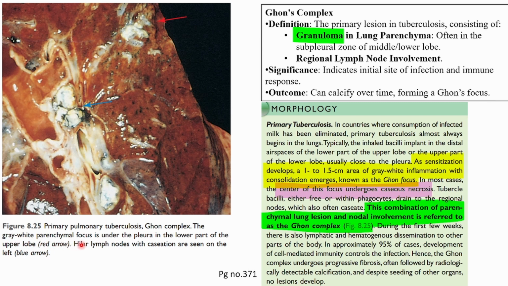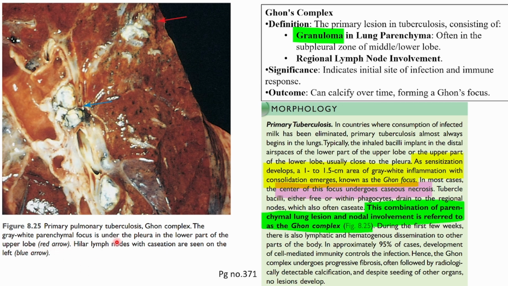The gray-white parenchymal focus is under the pleura. Where? Under the pleura. What is the pleura? Covering of the lung. In the lower part of the upper lobe. So we have 3 lobes on the right side and 2 lobes on the left side. So this is where, under the pleura in the lower part of the upper lobe, either this side or that side.